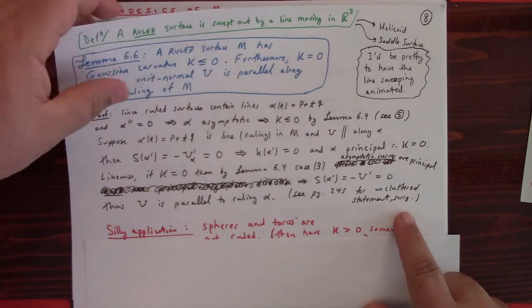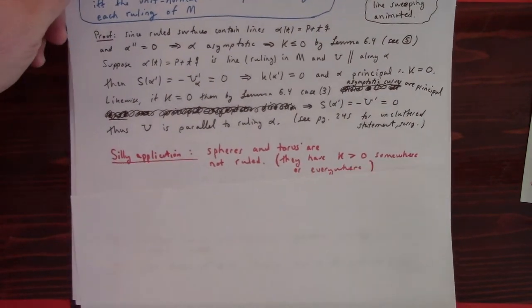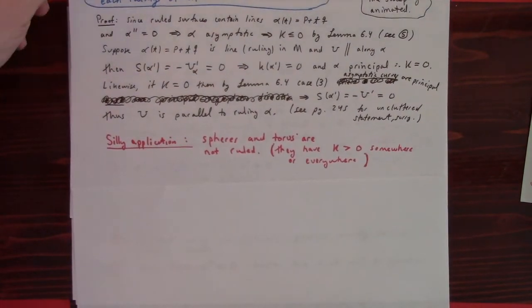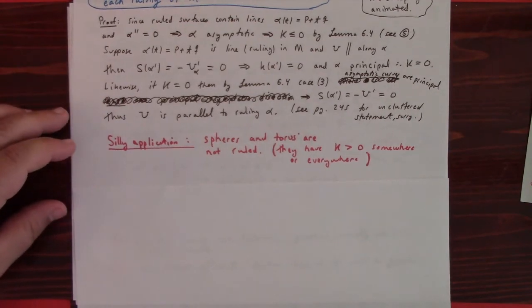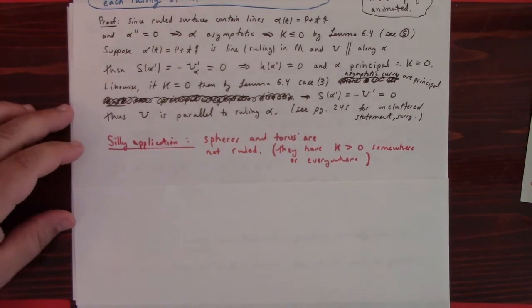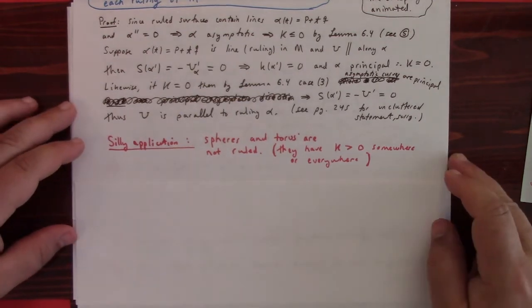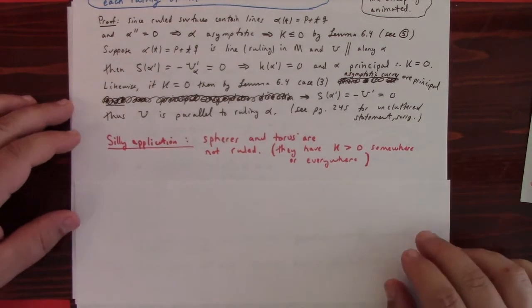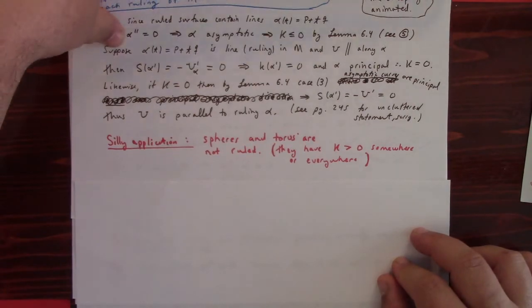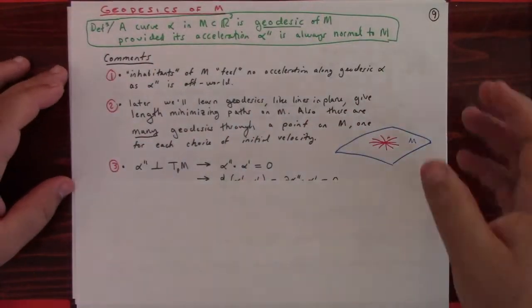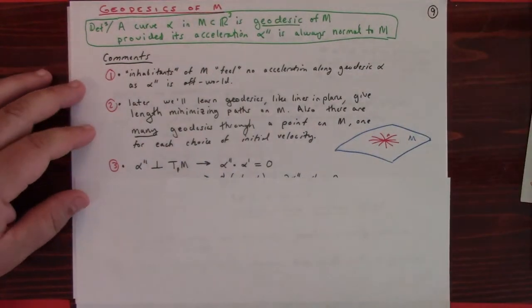My apologies. All right. Silly application. Actually, this is kind of a neat application. A sphere and a torus cannot be a ruled surface because they have positive curvature somewhere or everywhere, right? So if you have positive curvature, it's not a ruled surface. That's pretty cool. All right, so that brings us to geodesics.